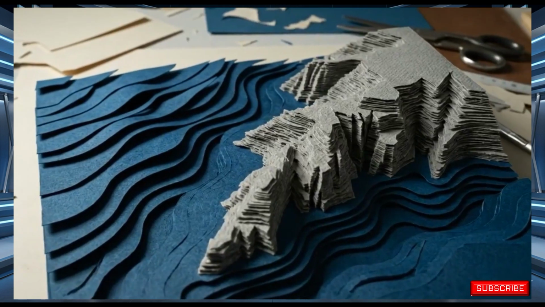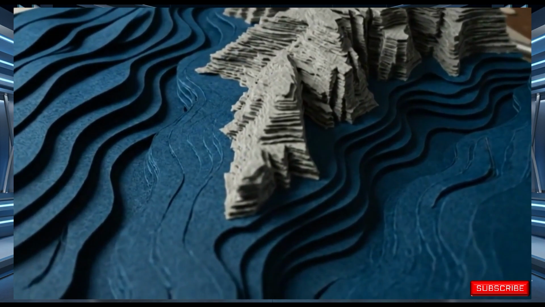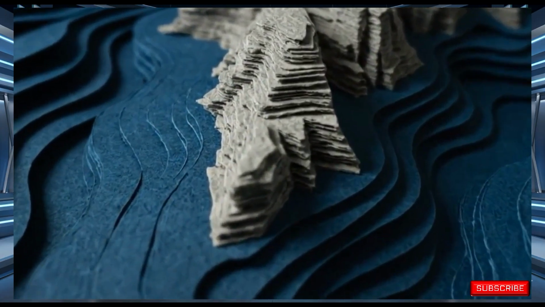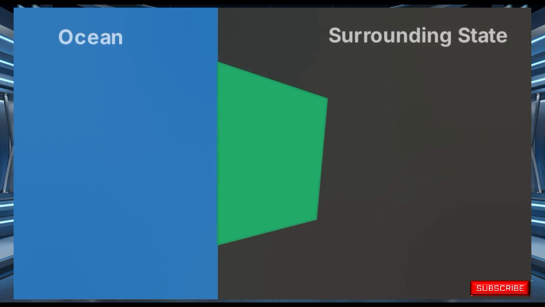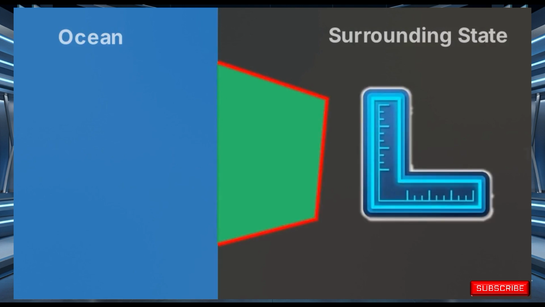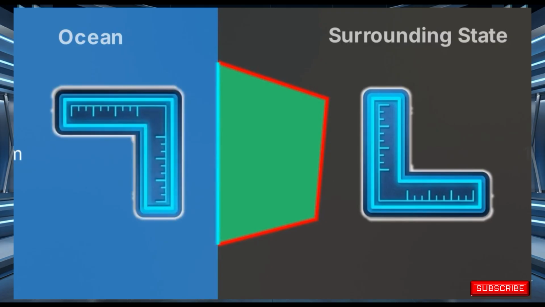But what happens when an enclave isn't totally surrounded by foreign dirt? What if it touches the ocean? Geographers call this a semi-enclave, and there is a strict mathematical rule to define it. The inland border separating the territory from the surrounding state must be measurably longer than its ocean-facing coastline.